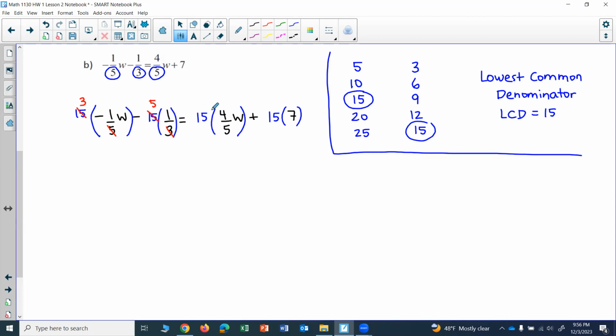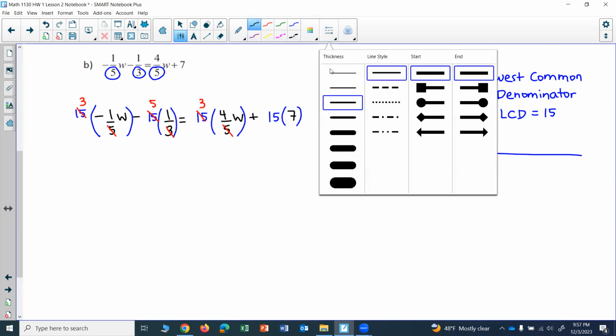Next, I have 15 times 4/5. So I could go ahead and do 15 times 4 is 60 and then divide by 5, or I can simplify before multiplying. So 15 over 5 gives me a 3. And so now I'm ready to multiply whole numbers together.